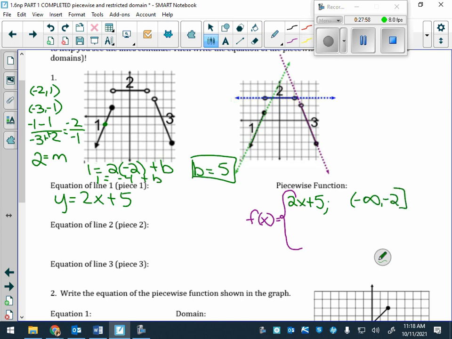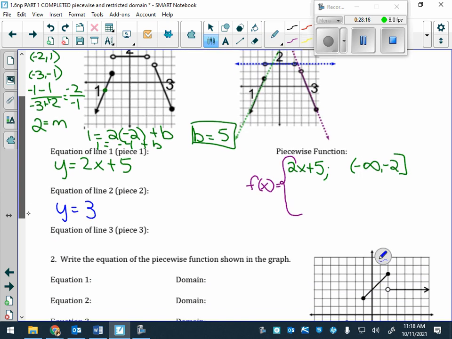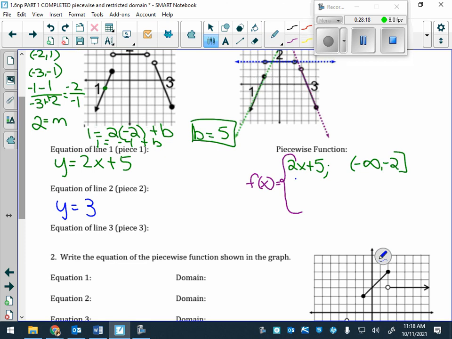Okay. Awesome. Now my second equation is what type of line? Horizontal, so it's y equals what? y equals 3 is my other equation. And from what x value to what would it be? Good. 2, 2 with parentheses.